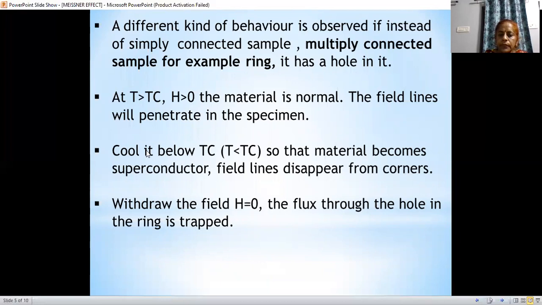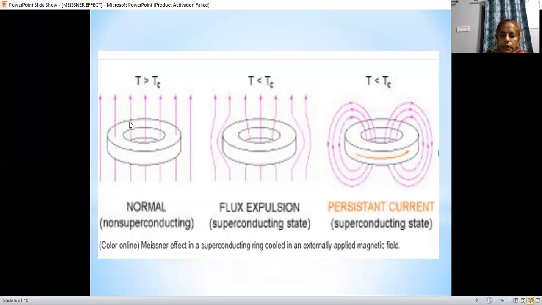What happens now? If we cool it below Tc, then the field lines disappear from the corners. Initially they were here, but now we can see that they have disappeared from the corners of the ring. This is the second situation, where we are further changing the situation, not by changing the temperature. T is still less than Tc. That means the material is in the superconducting state.